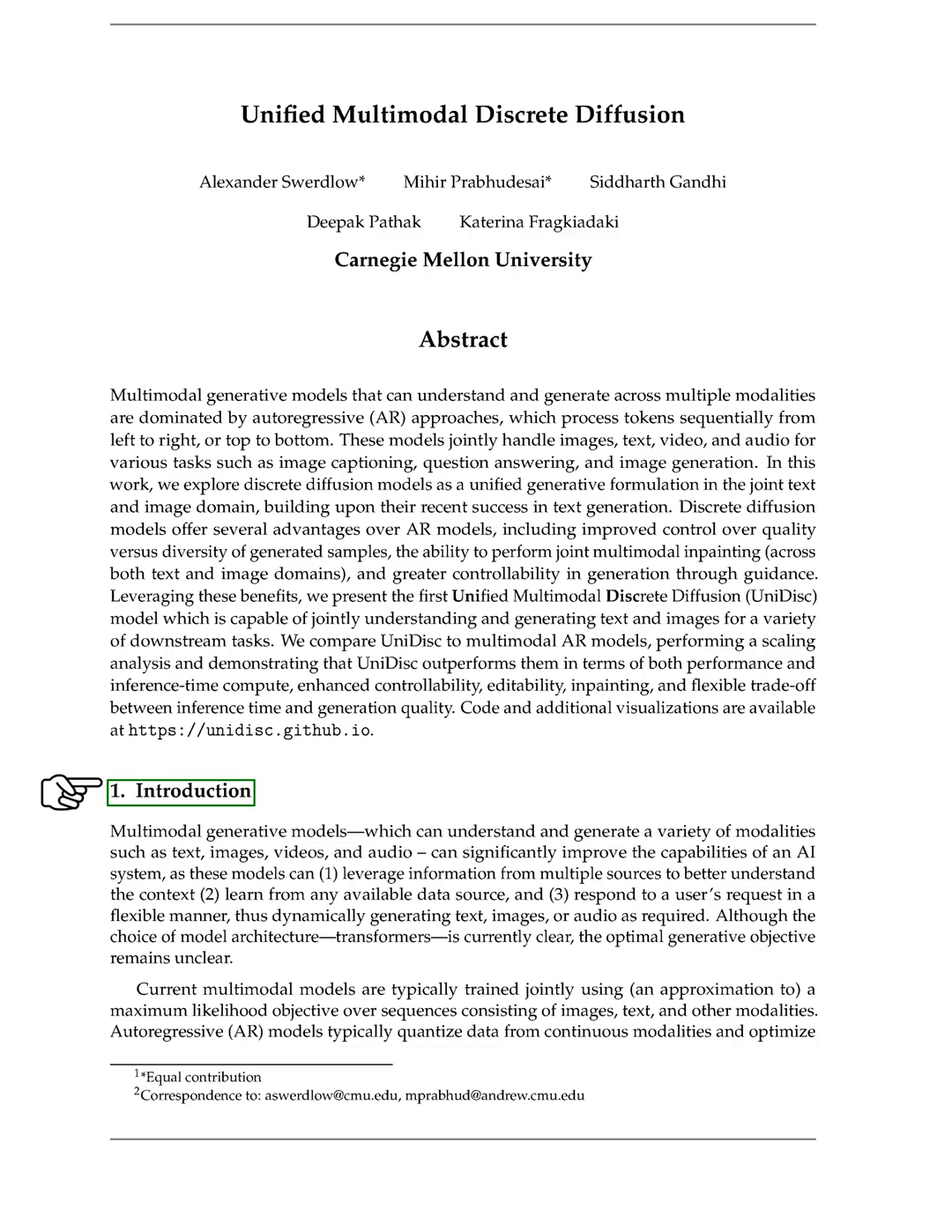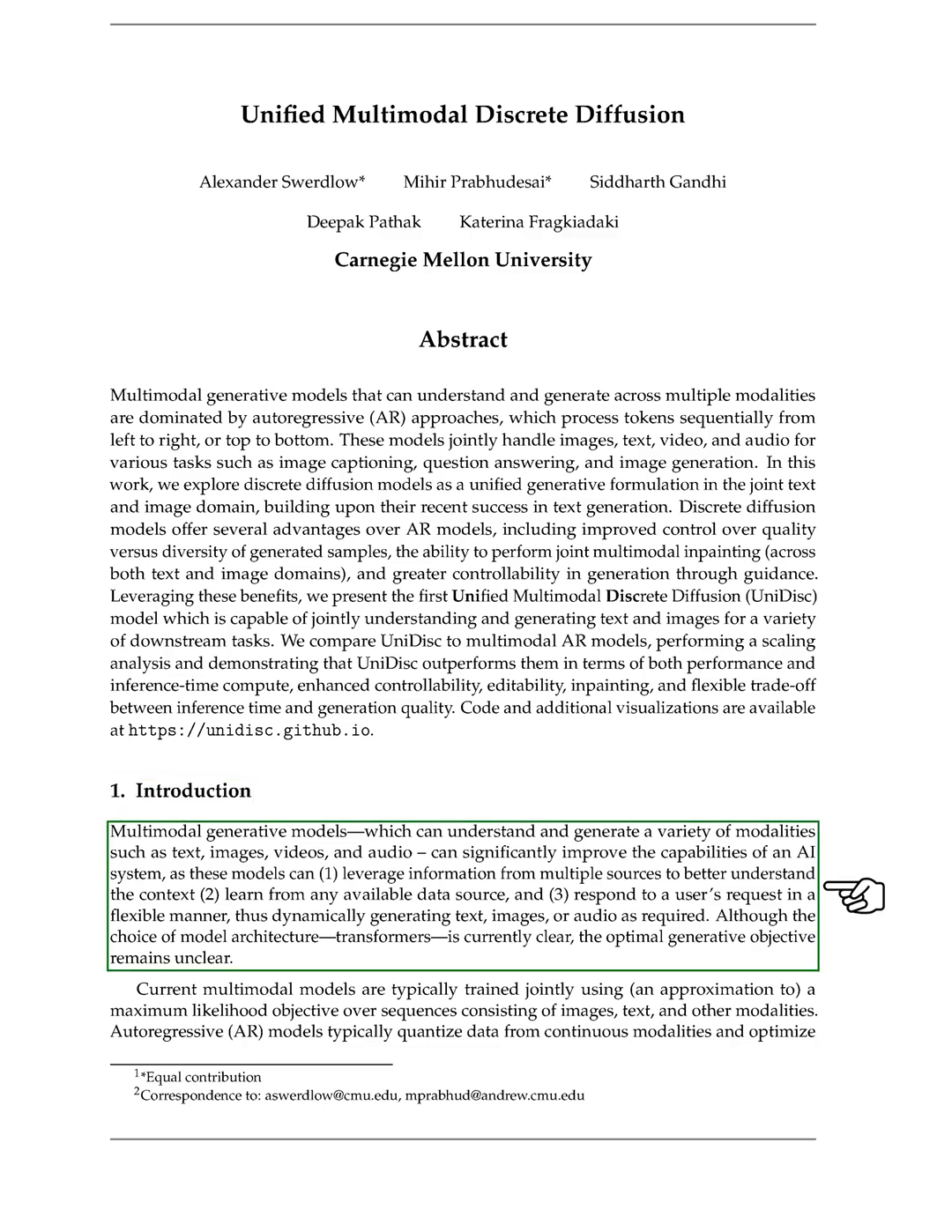Section: Introduction. In this section, we introduce multimodal generative models that can understand and create various types of content, such as text, images, videos, and audio. These models enhance AI systems by allowing us to gather information from different sources, learn from diverse data, and respond flexibly to user requests by generating the necessary content dynamically.